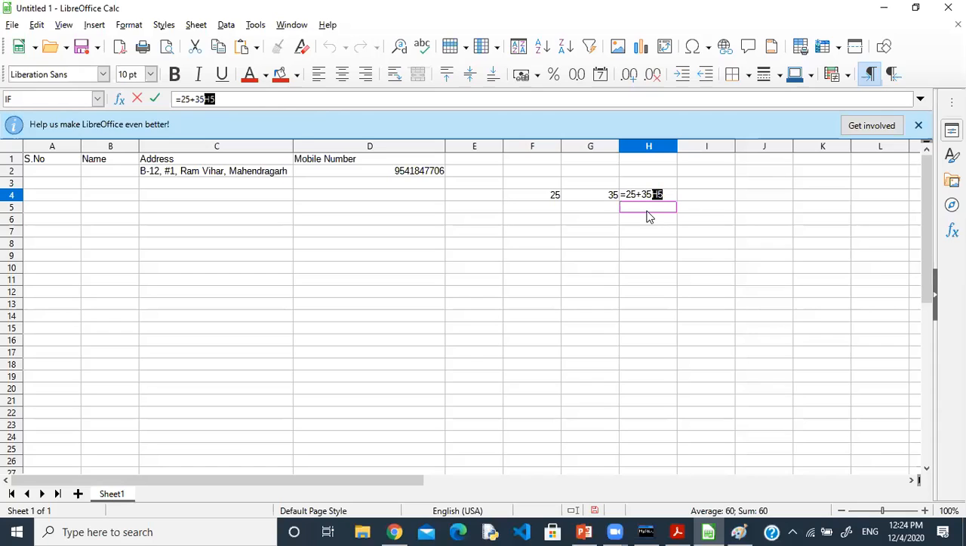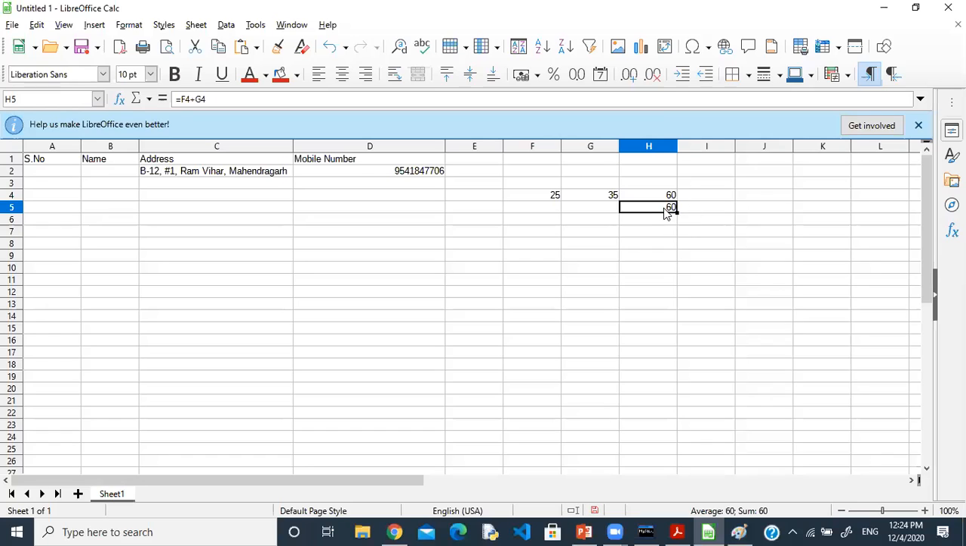Now I'm going to write another formula here. Equal to, and look at what I'm doing. I'm clicking on the 25. What came here? F4. What is F4? F4 is the address of this cell. So I'm not writing 25 here, I'm writing F4, and then I select this cell, so I get G4. Now I press the Enter key. Again I'm getting 60 here.